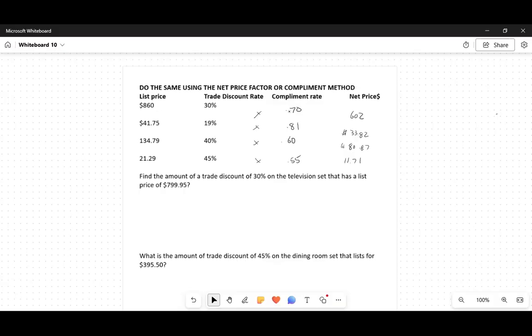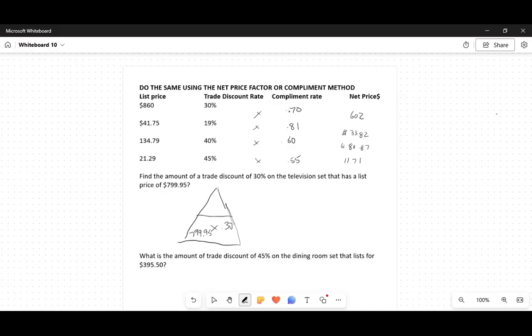So find the amount of a trade discount of 30% on a television that has a list price of $799.95. So we're going to do the list price and trade discount. This is back to the first thing we were doing. So I'm just going to write it up this way. By the way, the only reason I'm using this formula, maybe you don't really feel like you need to use it, is that when we get to the next phase of things, simple interest, we're going to be utilizing it and adding other categories to it. And it's not going to be something that you could just do in your head. So if you get used to using the formula, it's going to help you in the long run.